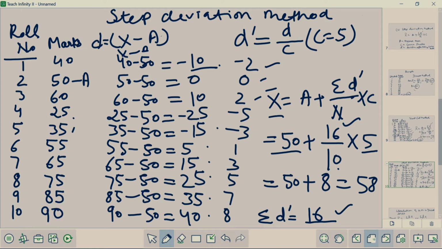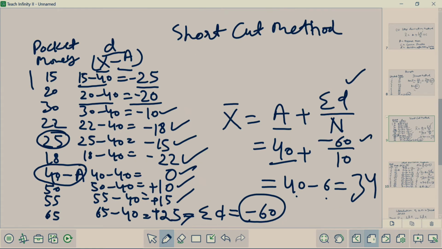Another method was the shortcut method. You can see the shortcut method. This is step deviation, this is the shortcut method. Pocket money of 10 students is given here. You have to find the deviation d and apply this formula, x bar is equal to a plus sigma d divided by n, 40 plus minus 60 divided by 10, that is 34. So in this way we have completed all the calculation of arithmetic mean in individual series.